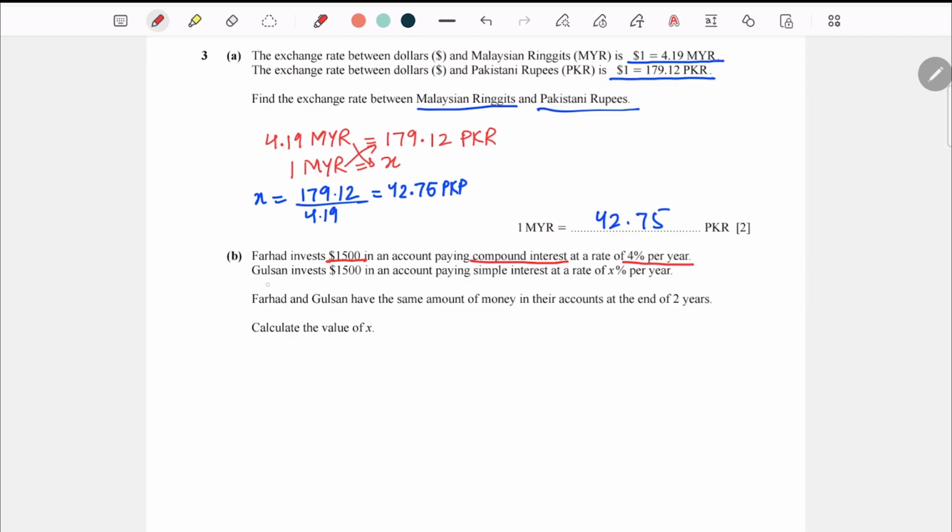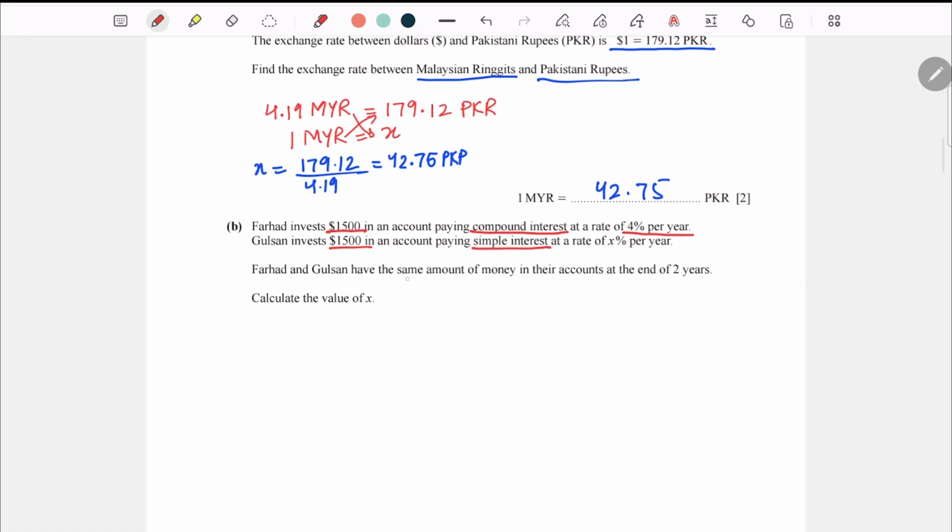In part B, Farhad invests $1,500 in an account paying compound interest at a rate of 4% per year. Gulshan invests $1,500 in an account paying simple interest at a rate of X% per year. They have the same amount of money in their accounts at the end of 2 years. Calculate the value of X.